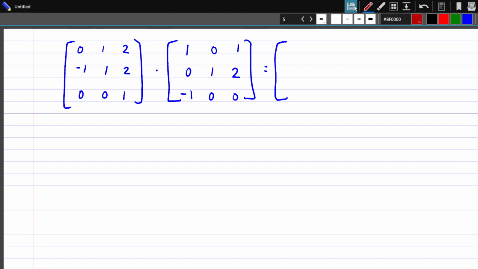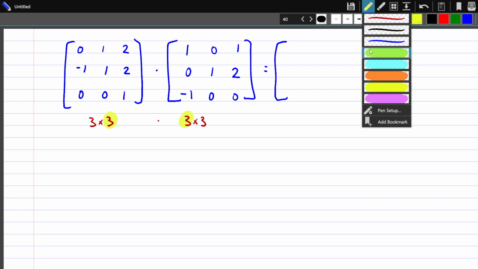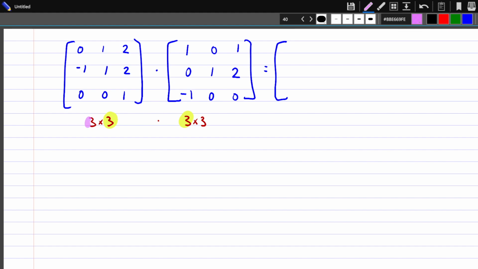So let's do some work before we start multiplying the matrices. This one is 3 by 3. And we want to multiply it with another 3 by 3. First step, we check the middle numbers. They are the same. The yellow circles, they are the same. So the new matrix will have dimensions. Its dimensions will be the purple circles. So we expect to create a 3 by 3 matrix. Okay? Is that clear? Good.